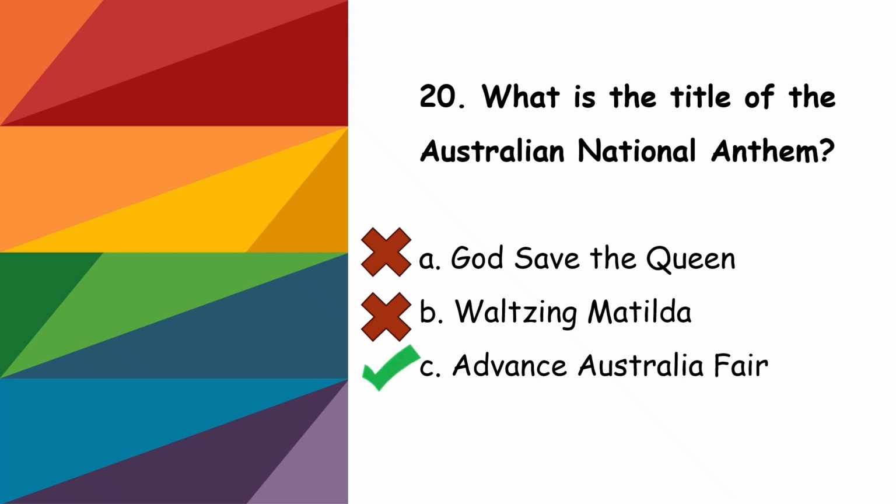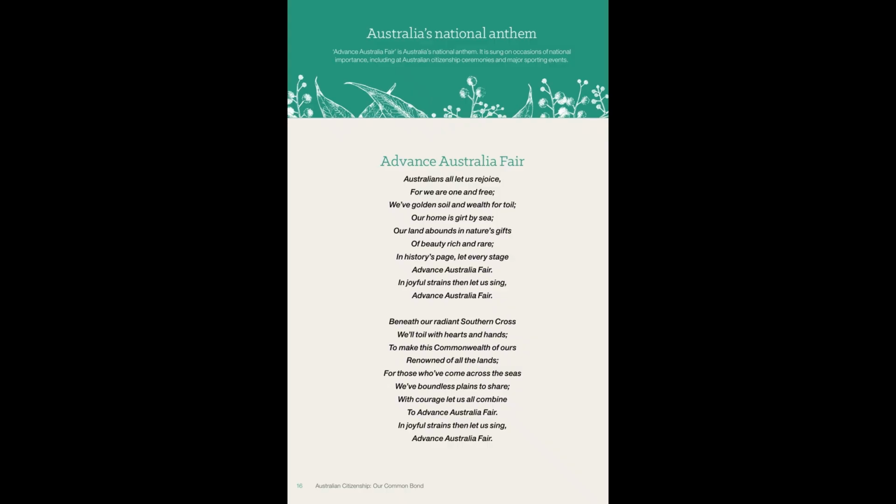Answer C. Advance Australia Fair is the title of the Australian national anthem. The song celebrates Australia's natural beauty and expresses a strong sense of national pride and loyalty to Australia. The national anthem is found on page 16 in Our Common Bond. Remember to practice the national anthem so that you can sing it loudly and proudly at your citizenship ceremony.